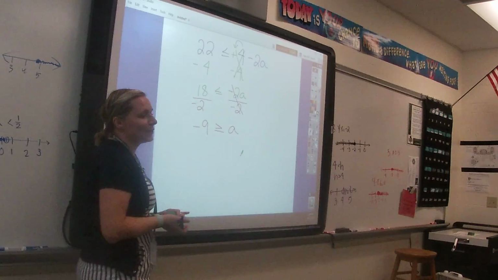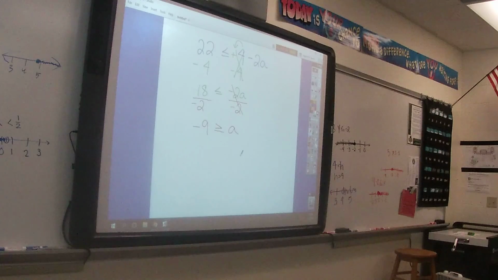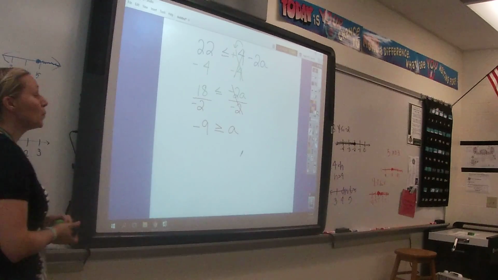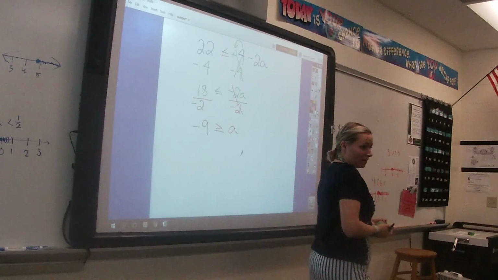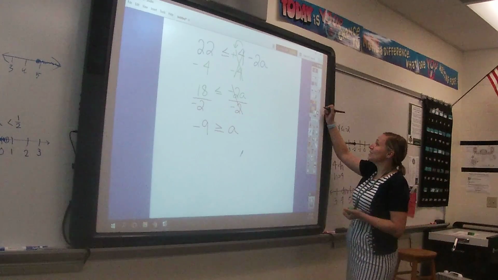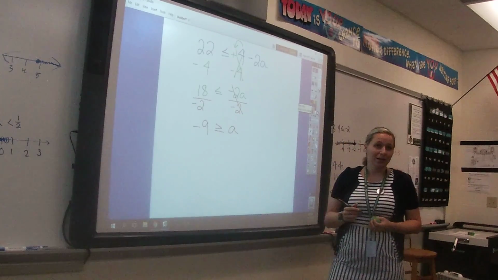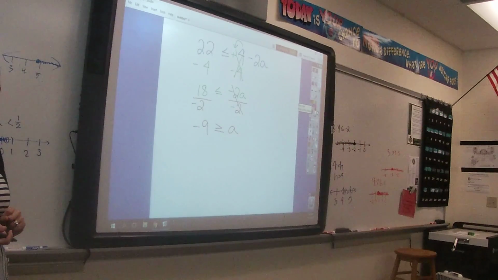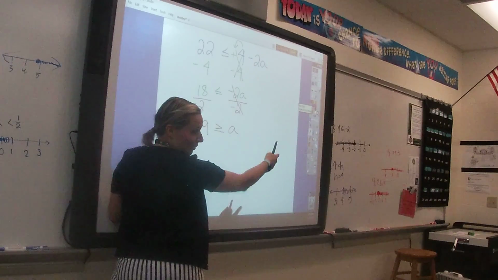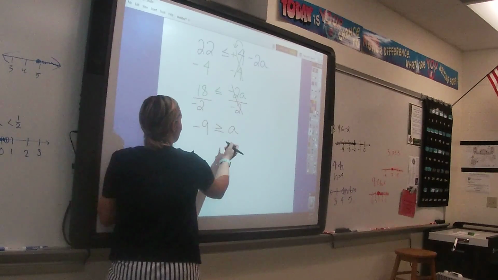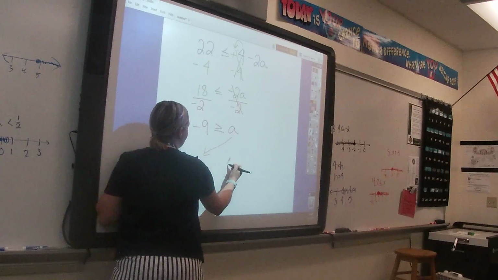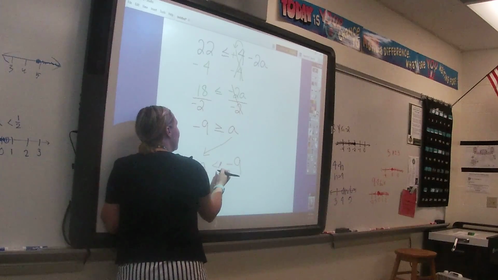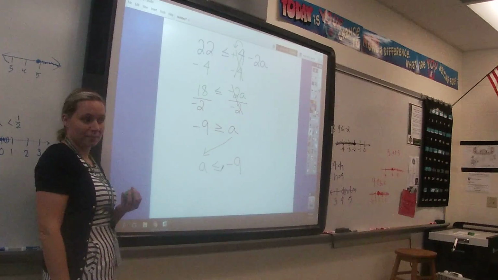And here's why we have to be careful. Because I don't care what negative 9 is in relationship to a. I want to know what a is. So when we write our answers with inequalities, we need that variable first. So I need to rewrite this now with my variable first. If I rewrite with my variable first, is that a reason to flip the inequality sign? Yes, because that's what we were talking about when we were graphing. So now I'm going to bring my a over here. And that's another reason to flip the sign.